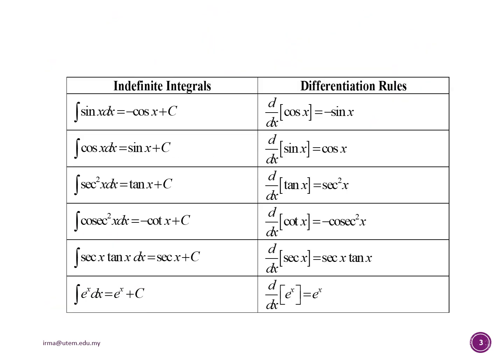So here are some of the integrals. Integrate sine, you get negative cos. Integrate cos, you get sine x. Integrate secant squared x, you get tangent x. Integrate cosecant squared x, you get negative cot x. Integrate secant x tangent x, you get secant x. And integrate exponent x equals exponent x. Maybe you can slowly memorize all the integration later.